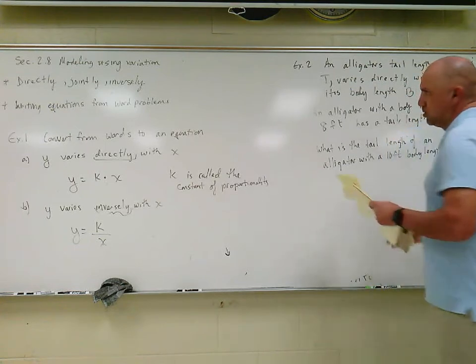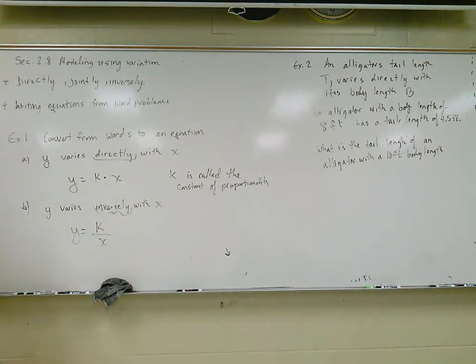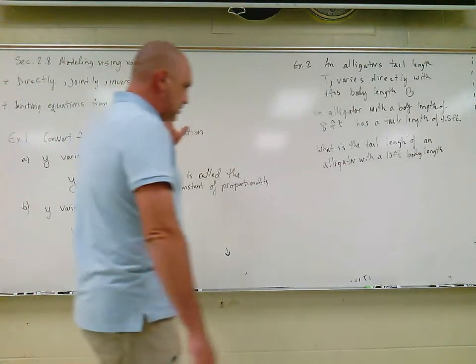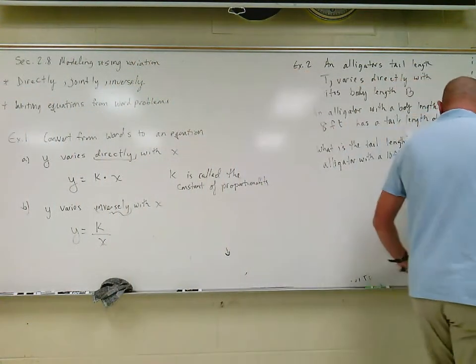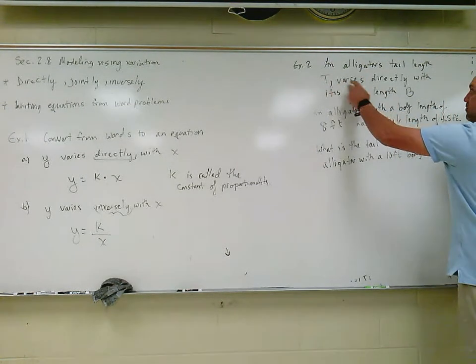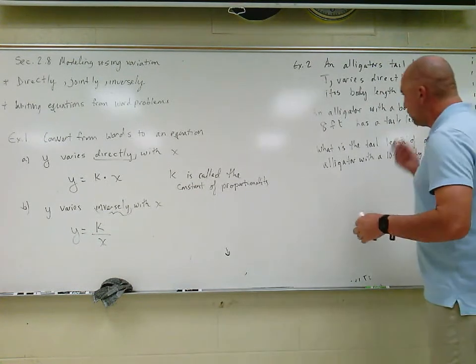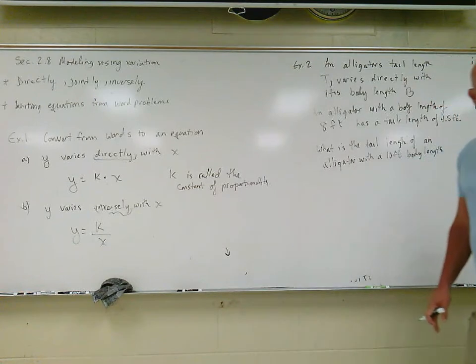I'm going to show you how we work this problem in stages. First thing I'm going to do is write out how T and B are connected. I use the same example I've been using to the left. Is it directly or is it inversely? Directly. You read the words: T varies directly with B. So first of all, what equation can I write?